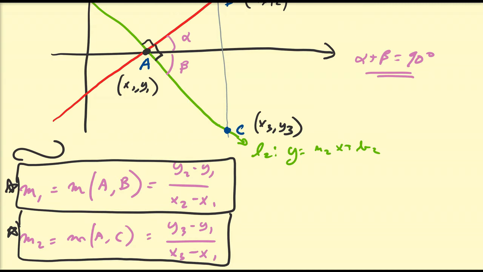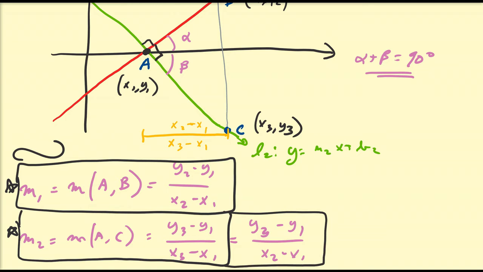Also, just keep note here that the distance between A and C, namely this, can be found by x3 minus x1, or it can be found by x2 minus x1. They are precisely the same exact distance. So we can actually rewrite the second slope as y3 minus y1 over x2 minus x1. So this is the same as m2 as well. And we're going to be focusing on these two equations, m1 and m2.